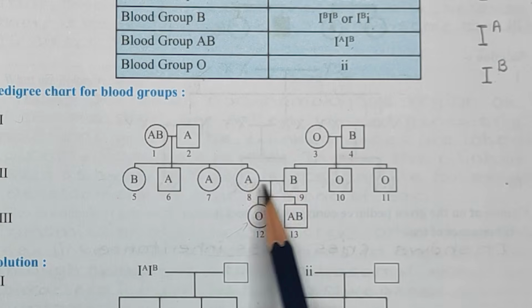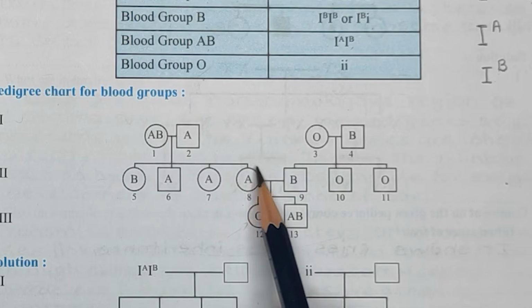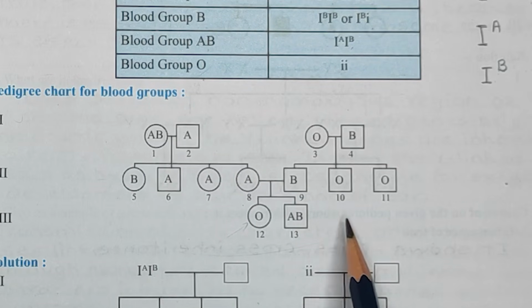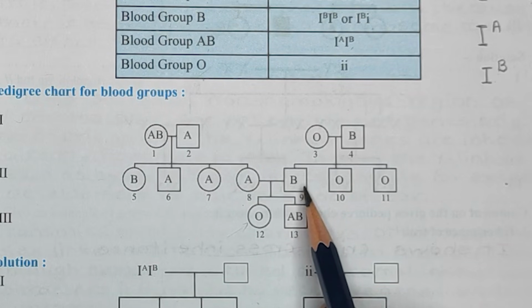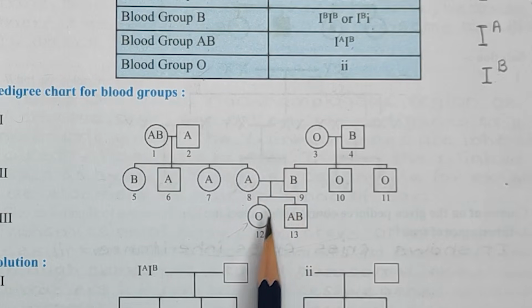Why? Because these both are passing the gene, and here we got double i. So one i from here, one i from here. So that's why A will have capital I A and small i. Suppose the arrow is at 9. Then it is B. What is the genotype of B? It will be the same: capital I B and small i. Because both should have the i, only then we get the i at 12.